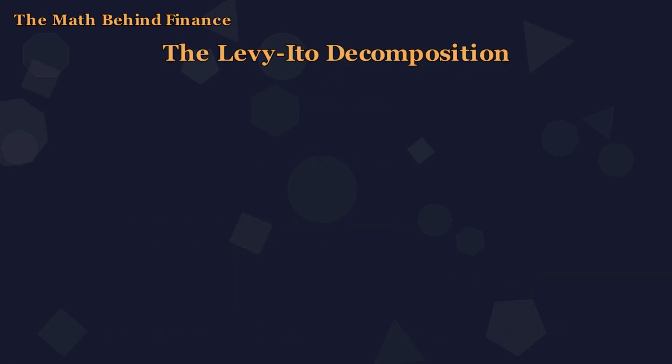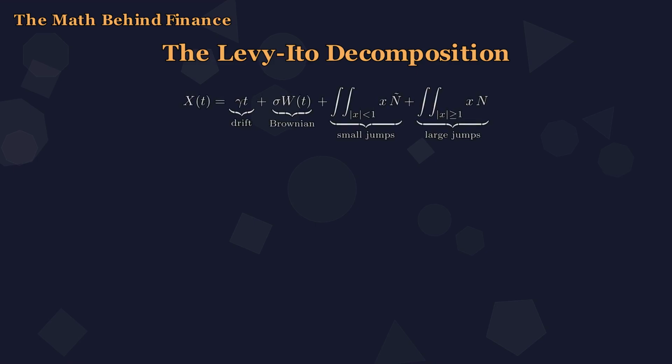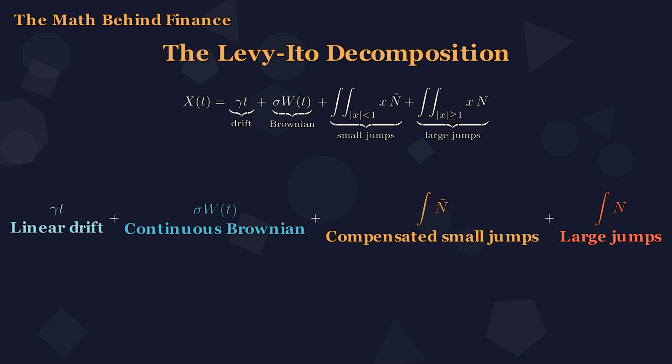The Lévy-Itô decomposition tells us exactly what any Lévy process is made of. 4 pieces and only 4. A linear drift, a continuous Brownian motion, compensated small jumps, the infinitely many tiny ones near zero, and uncompensated large jumps, the rare big shocks.